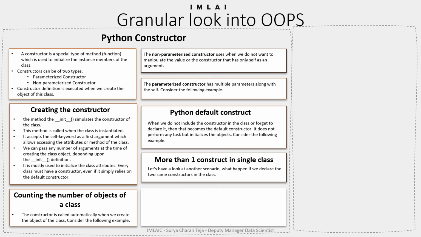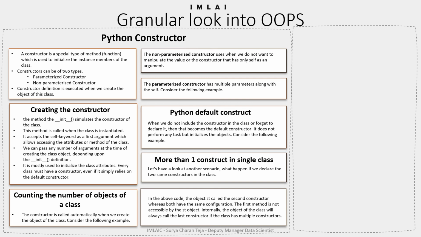The output would be the second one. Okay, we will see it in the Jupyter notebook. That's fine. So in the above code, the object or instance st called the second constructor, whereas both have the same configuration. The first method is not accessible by the st object. Internally, the object of the class will always call the last constructor if the class has multiple constructors. I hope you got the point.